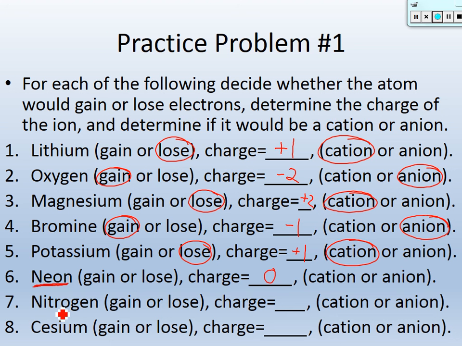Okay, nitrogen. How many valence? 5. Easier to gain 3 more or lose those 5? Gain 3 more, and when it does, what charge will it have? -3. And is it an anion or cation? Anion. Okay, last one. Cesium is an alkali metal, group 1. 1 valence. Easier to lose 1 or gain 7 more? Lose 1. So it's going to lose. When it loses an electron, you have a +1 charge, and it's a cation. Very good.